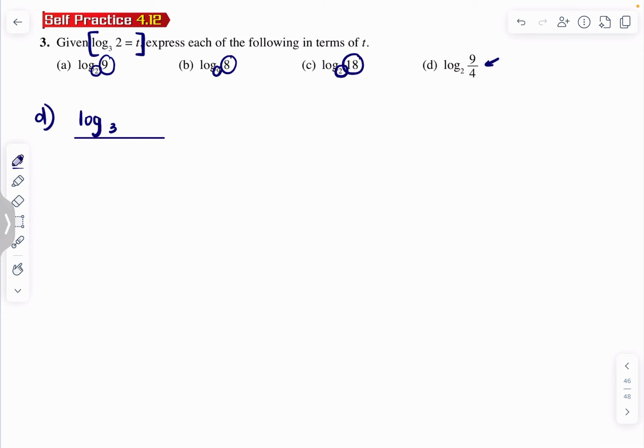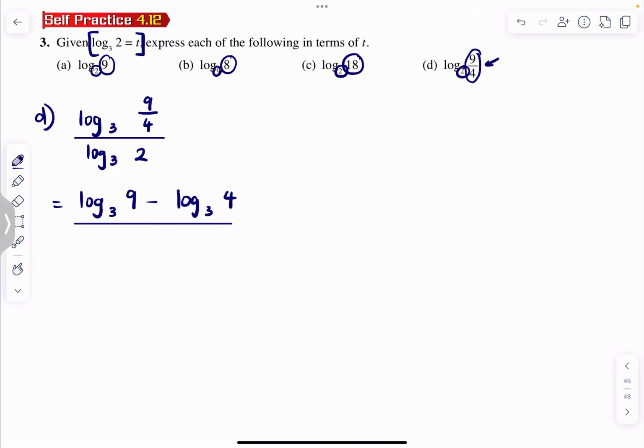So log base 3. The big number goes on top, small number goes below. So on top here, now we can split. Since this is divide, we can make it log_3 9 minus log_3 4, over log_3 2. 9 is just 3 squared, 4 is 2 squared, over log_3 2.